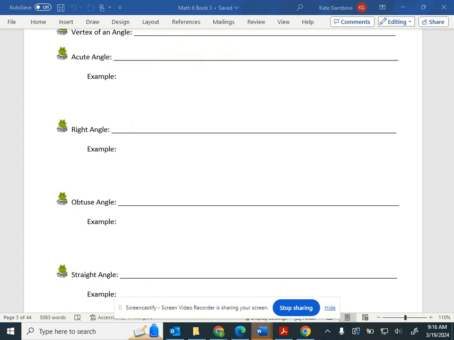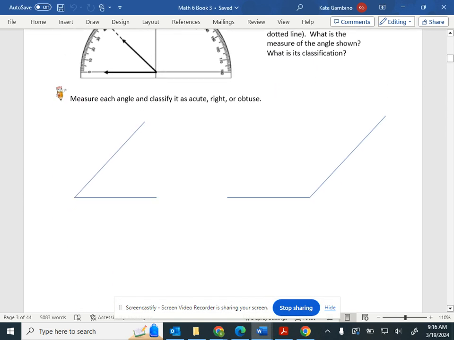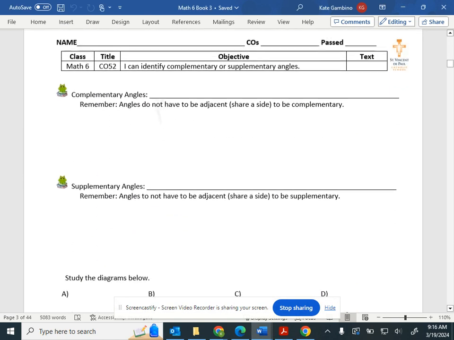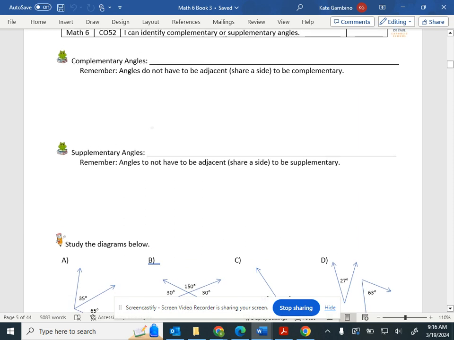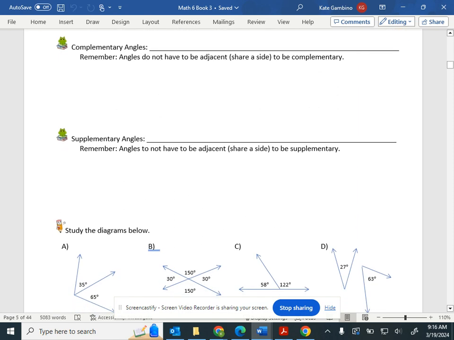Next objective. CO52, complementary or supplementary angles. Complementary angles, two angles add to 90 degrees. Remember, adjacent means they share a side. So they're right next to each other, forming that 90-degree angle.